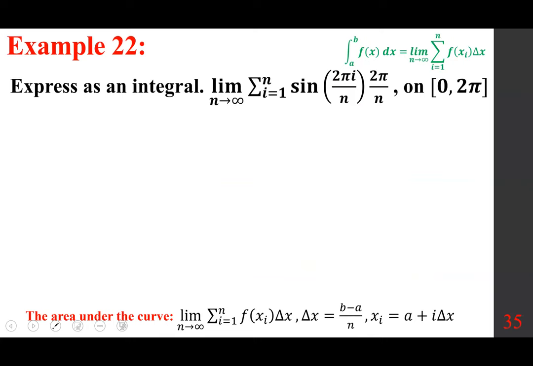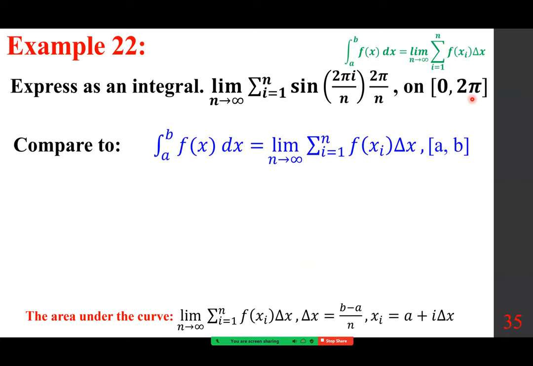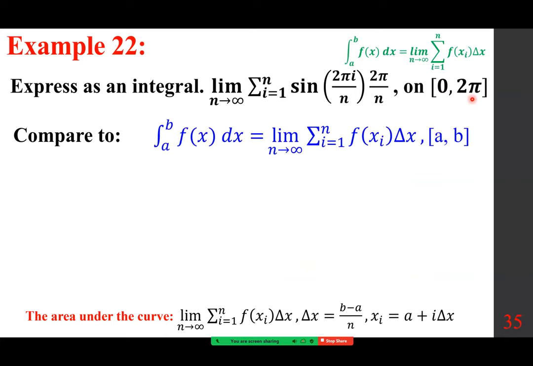We want to express this as an integral on the interval of 0 to 2 pi. Obviously, this is a, this is b. And we are going to compare. So a, b.